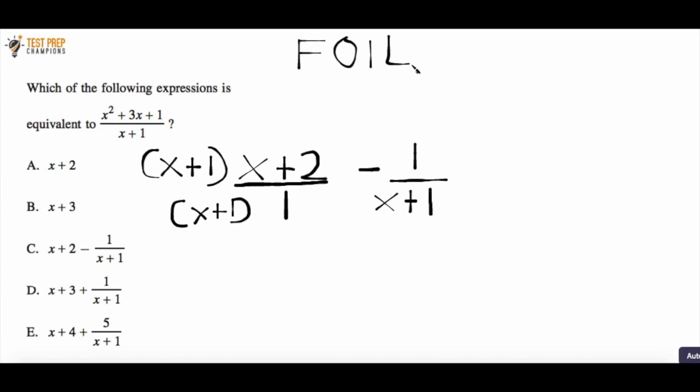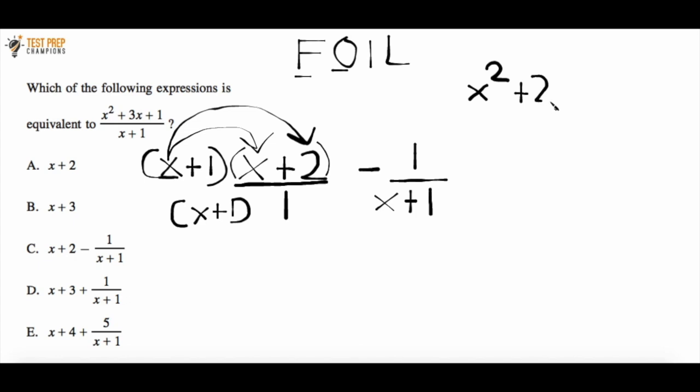So I'm going to take the first term, which is an x, and multiply it by the first term over here. So x times x. I'll write this out up here. X times x gives me x squared. Now let me do the outer term. I'm going to take this x here and multiply it by this 2. X times 2 is just 2x. So I now have x squared plus 2x.